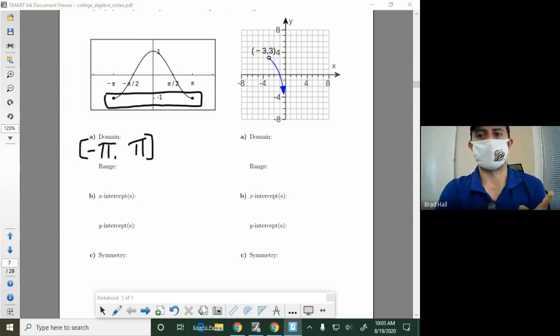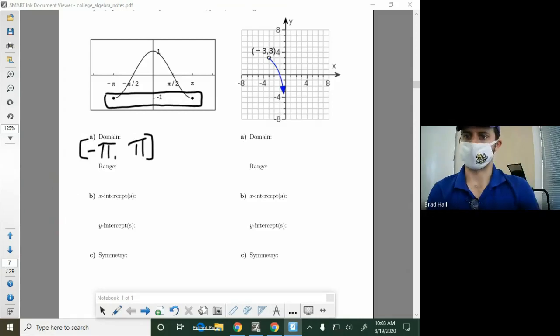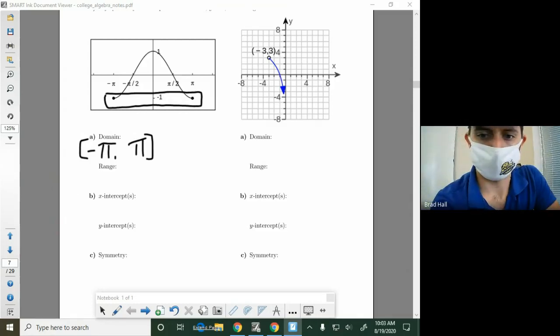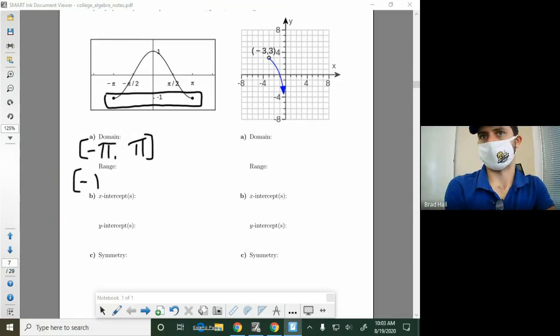So remember, we want the y value. That corresponds to the y-axis, which is the vertical line. And we see the -1 right there. We're going to start off with the lowest y value, and again use brackets because those points are both filled in. So we include them, which is what brackets do.